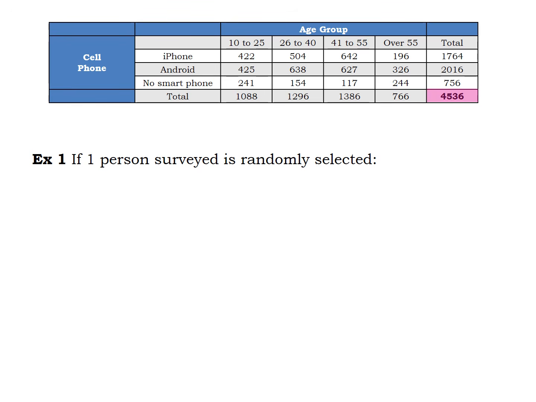I'm not saying that the age groups are equally likely. I'm not saying that their cell phone status is equally likely. Simply that out of this group of 4,536 people, when we randomly pick one, there's an equally likely chance that we come back with each of those individuals. So the first problem we want to look at is the probability that they own an iPhone. There are 4,536 to choose from. 1,764 of those own an iPhone.